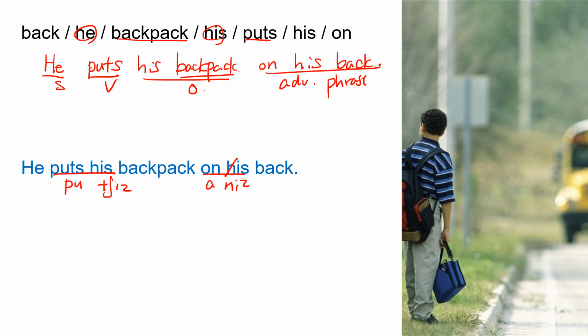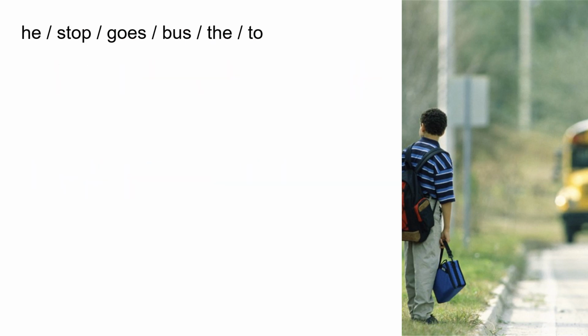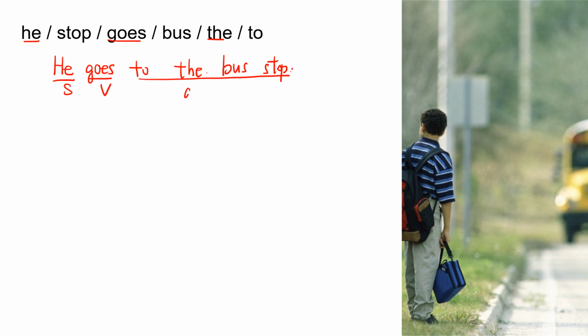He stopped, goes, bus the to. So he is the subject, goes is the verb. He goes. Where do you go? He goes to. And then bus stop. He goes to the bus stop. So this is the subject. Goes is the verb. To the bus stop is going to be an adverbial phrase.